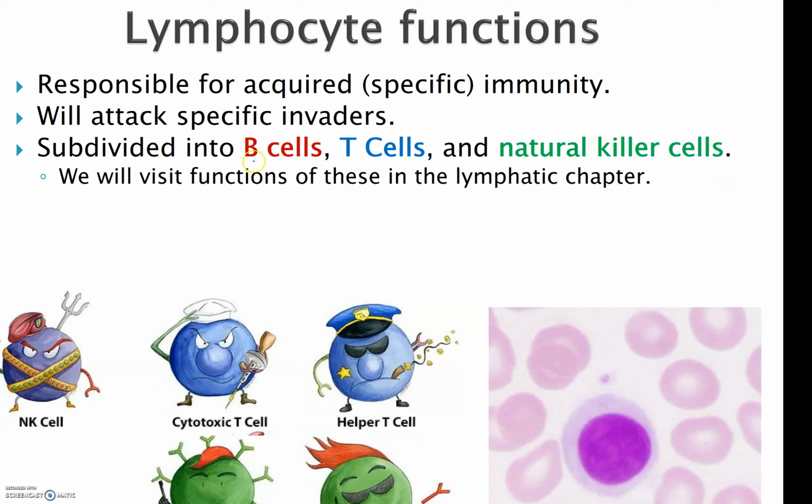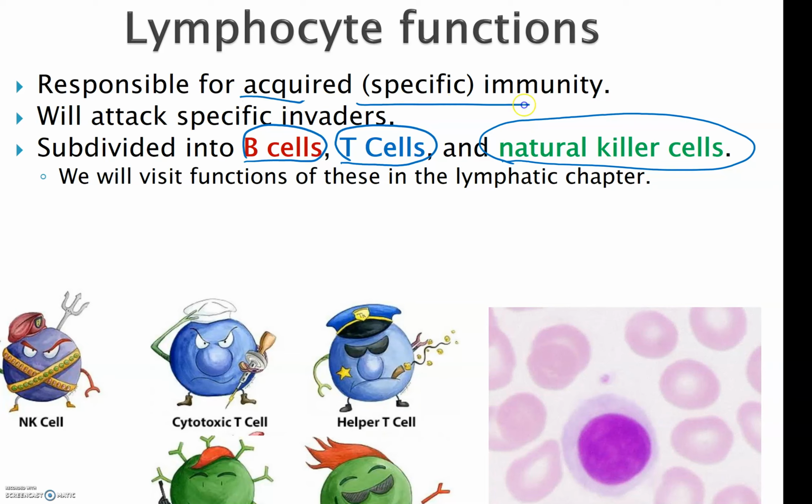There are B lymphocytes that mature in the bone marrow, and T lymphocytes that mature in the thymus. Our third one, our natural killer cell, will also develop in the thymus. They break the rules of being a lymphocyte, though, so we'll talk about them in the lymphatic chapter. Now, they are responsible for acquired immunity.